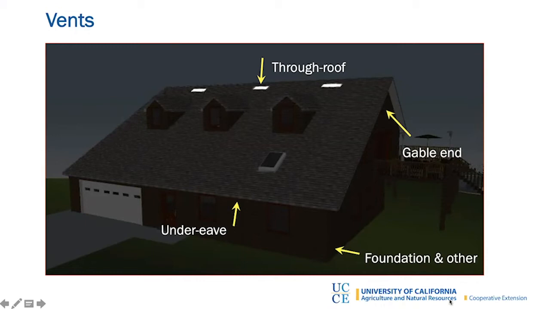Now you can have other openings. This could be a doggy door. It could be a dryer vent. If you have gas appliances like a water heater, then you often will have openings in the room where that appliance is located to provide additional air.